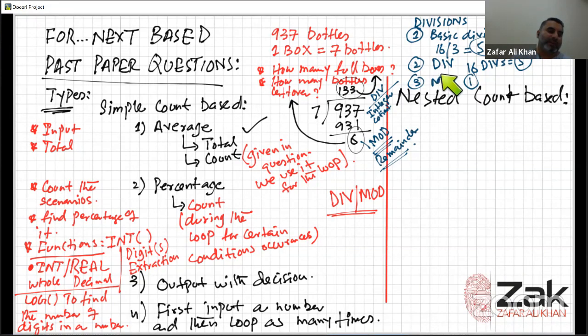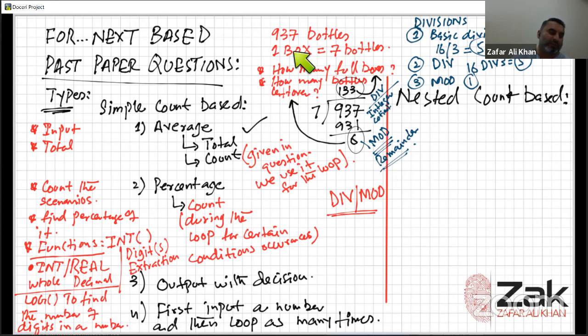But if we go with div, then we only get the integer quotient, and if we go with mod, then we get the remainder. For example, if we divide 937 by 7, 133 would be the div integer quotient and 6 will be the remainder. So integer quotient can be found using div and remainder will be found using mod.